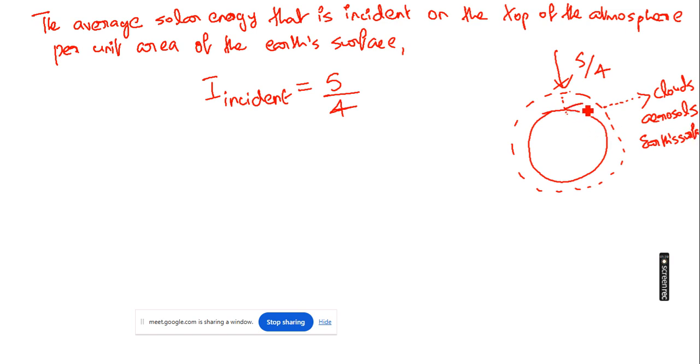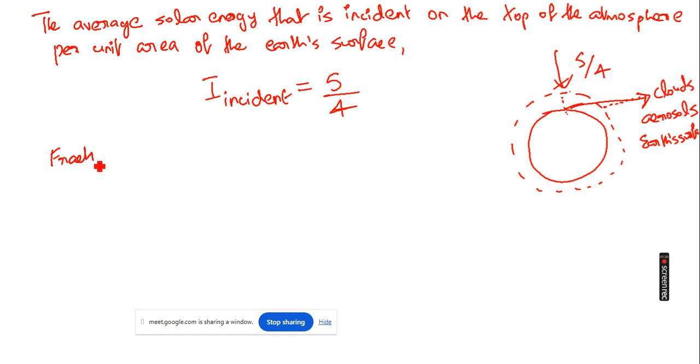So as it reaches the surface of the Earth after traversing the atmosphere, some of this radiation is being reflected back by clouds, aerosols, and by some land cover regions as well, some part of Earth's surface. So the fraction of incident radiation that is reflected back is known as Earth's albedo.